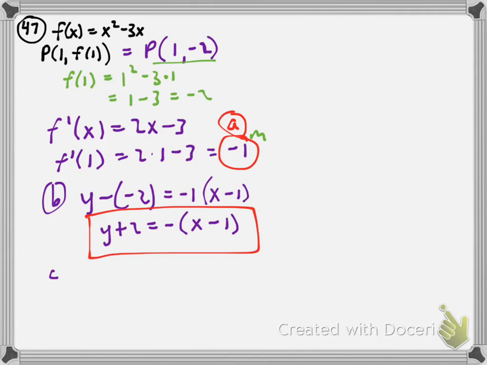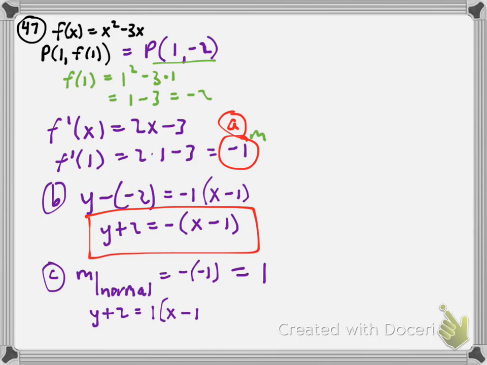And then part C, we're supposed to find the equation of the normal line, and the slope of the normal line is always the negative reciprocal of the slope of the tangent line, and negative negative 1 is 1. So the equation of the normal line would be y minus y1, so y minus negative 2, that's y plus 2, equals the slope of the normal line multiplied by x minus the x coordinate of the point, which is 1, and so we have the equation of the normal line. There you go. And that's it.